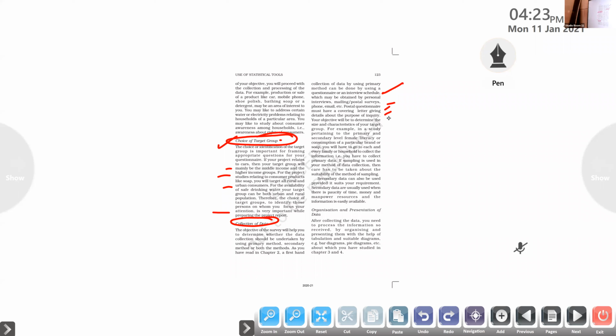Your objective will determine the size and characteristics of your target group. Objective, why we are collecting that data. Related to the data, the number of questions or characteristics of questions will change. In a study pertaining to primary and secondary level female literacy or consumption of a particular brand of soap, you will have to go to each and every family or household to collect the information. So find out the literacy rate of people, or female literacy rate, or the brand of soap the people are using. Definitely we can assume that we want to go and ask them, right?